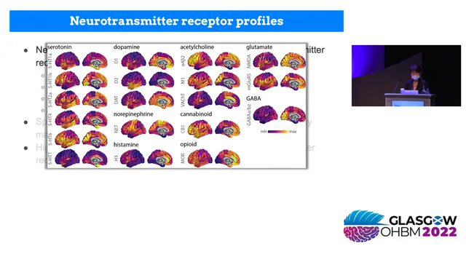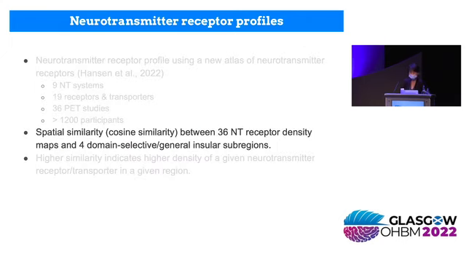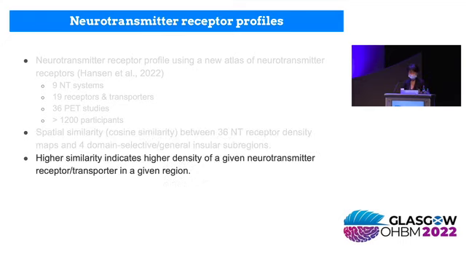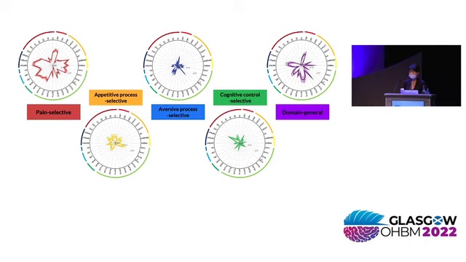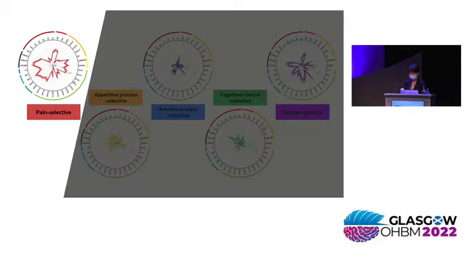We did this by calculating spatial similarity between the 5 regions in our study and this neurotransmitter receptor atlas. Here, a higher similarity would indicate a higher density of a given neurotransmitter receptor in a given region. Our preliminary results show quite distinct patterns across the 5 regions in our study. In the interest of time, again, let me focus on the pain-selective region here.